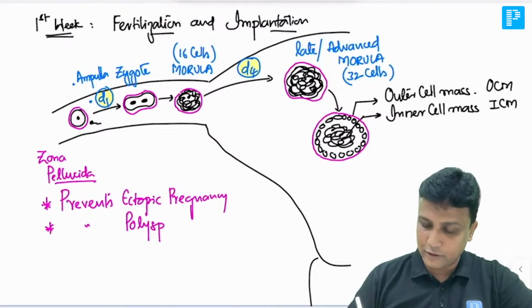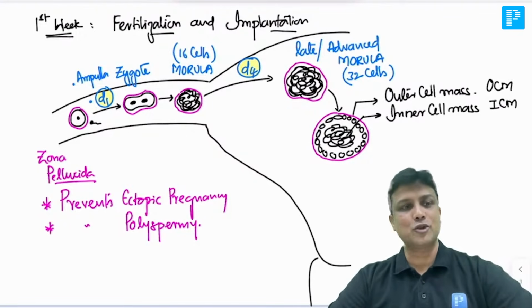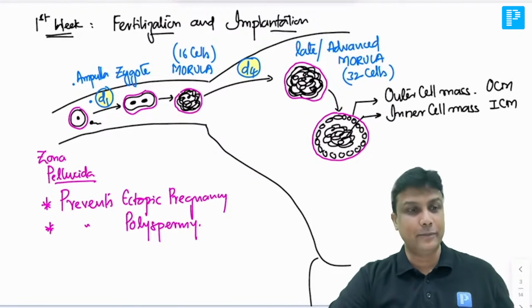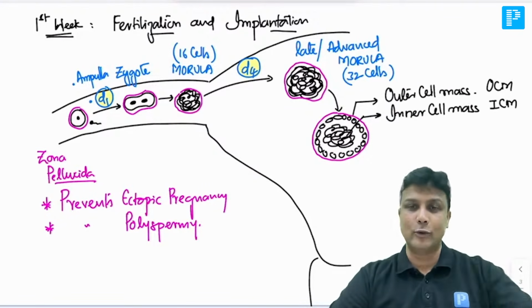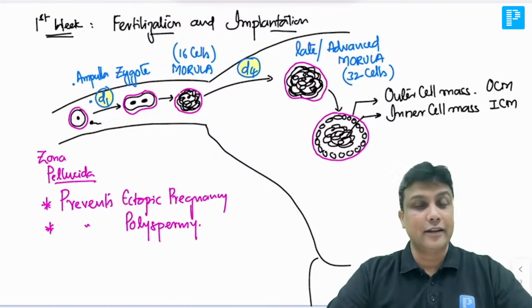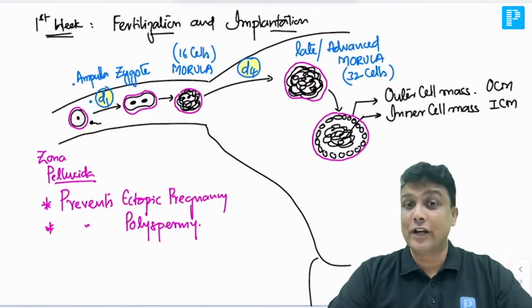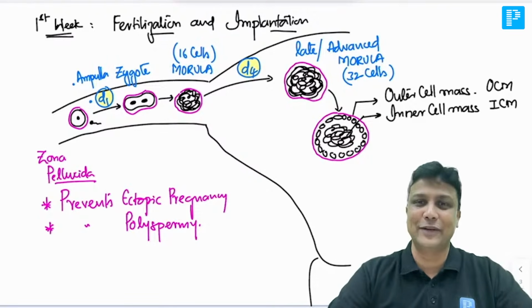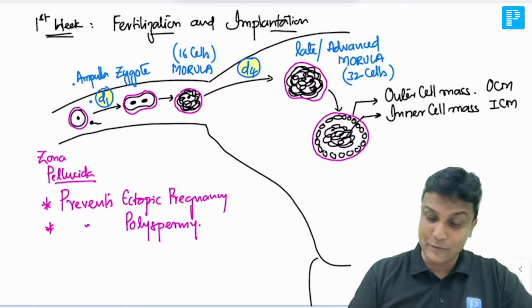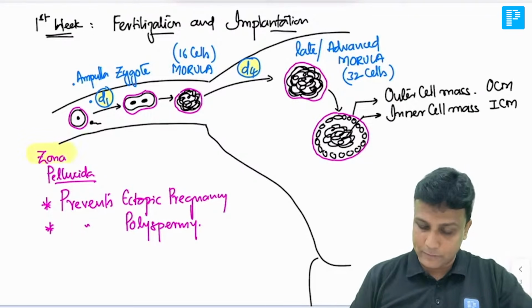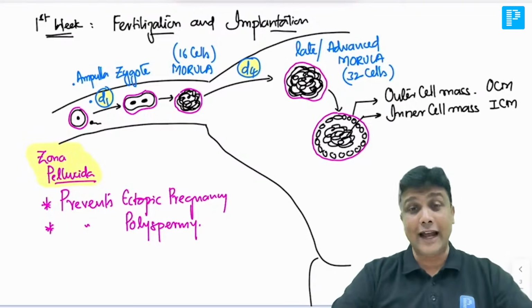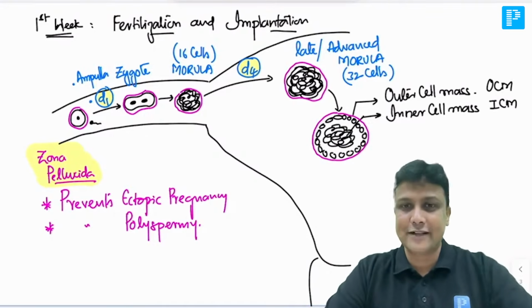Now, what is the meaning of polyspermy, my dear friends? Remember, the ovum has to be fertilized only and only by one spermatozoon, not more than one. So once one spermatozoon has fertilized it, the other spermatozoa will not be allowed to fertilize it. That is also taken care of by zona pellucida. So please remember that zona pellucida is a very important structure. It has two important functions: preventing ectopic pregnancy, as well as preventing polyspermy.